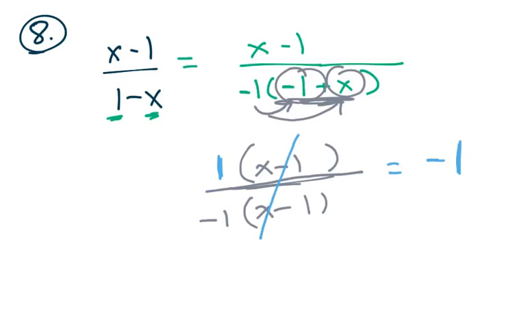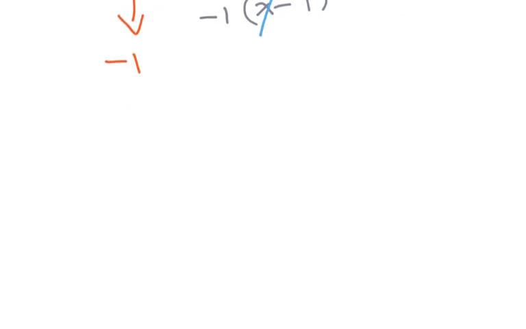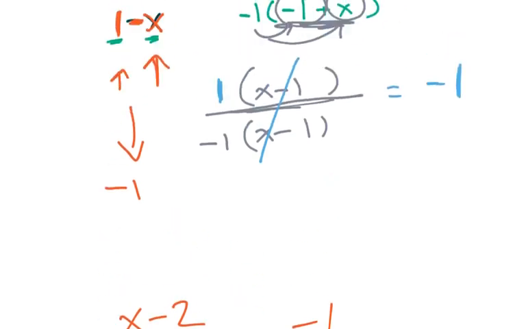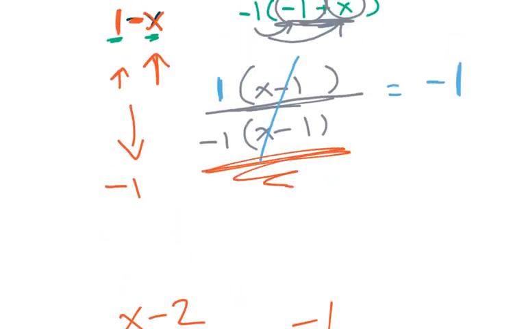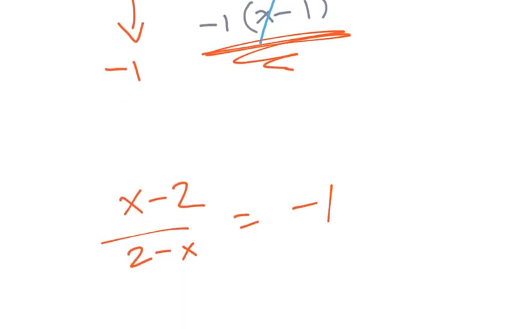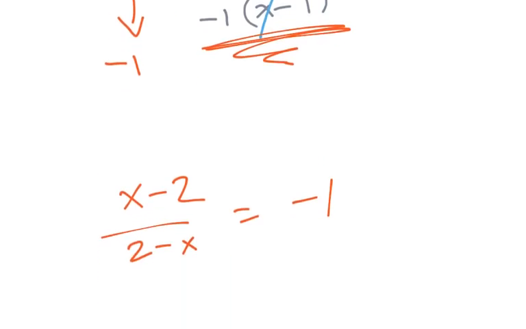So another way of saying this is that if you have two values, it doesn't actually matter what the values are. If you have two values that match, but the order is switched and there is a minus sign between them, this will always just become negative 1. So if you see something like x minus 2 over 2 minus x, you can just say it's negative 1. Because you will always be able to do this effect where you factor out a negative 1 and you can rewrite it as such.